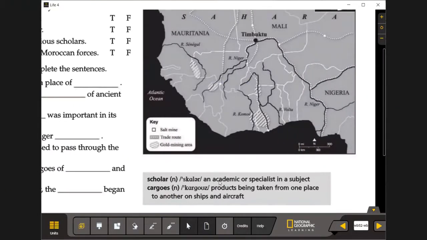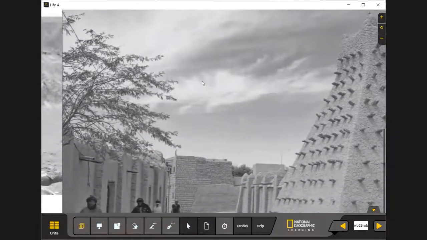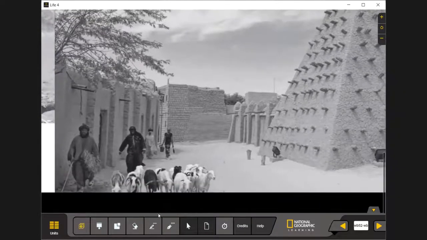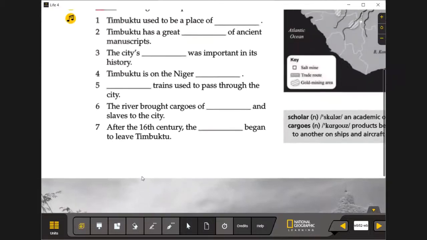Is that okay? Yes, Miss. All right. These are the cargos. Remember that the cargos, it could be on the train or it could be on a boat. Why not? Oh, well, here it says on ship and aircraft. And okay, these were the salt mines and the trade route and the gold mining area after the 16th century. And that's it. Look, this is a picture of the place. Timbuktu. Well, okay. Continue. Yes, dear.